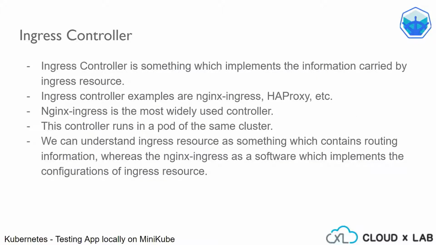Ingress controller. An Ingress controller is something which implements the information carried by the Ingress resource. Ingress controller examples are Nginx Ingress, HAProxy, etc. Nginx Ingress is the most widely used controller. This controller runs in a pod of the same cluster. We can understand the Ingress resource as something which contains the routing information, whereas Nginx Ingress is a software which implements the configurations of the Ingress resource.